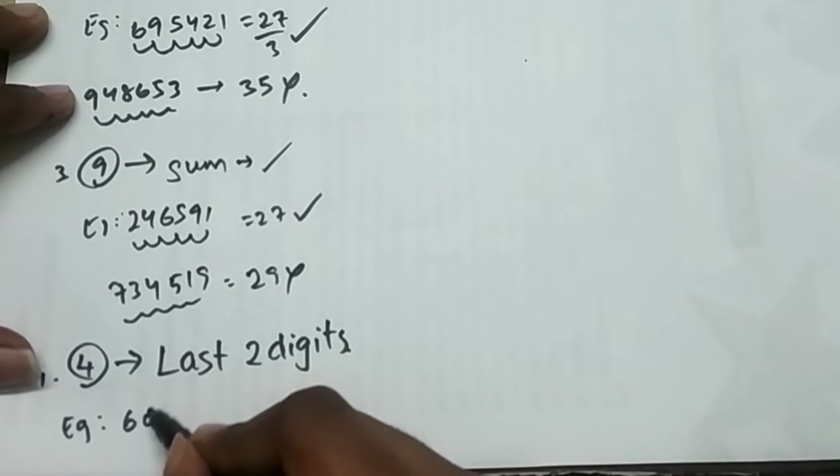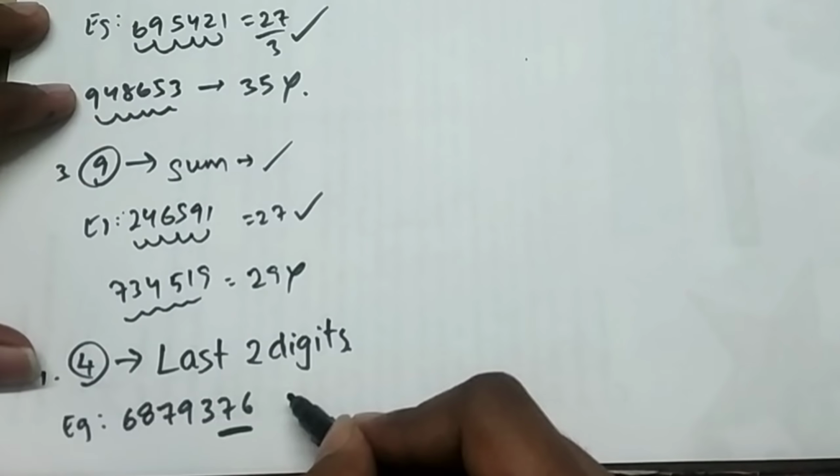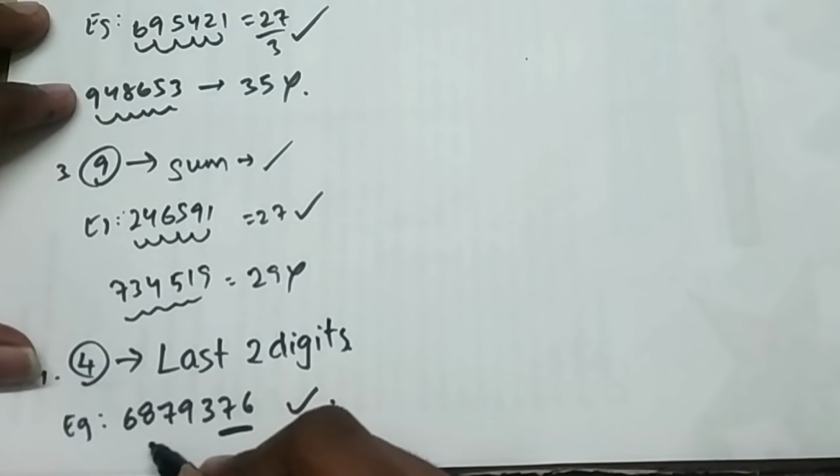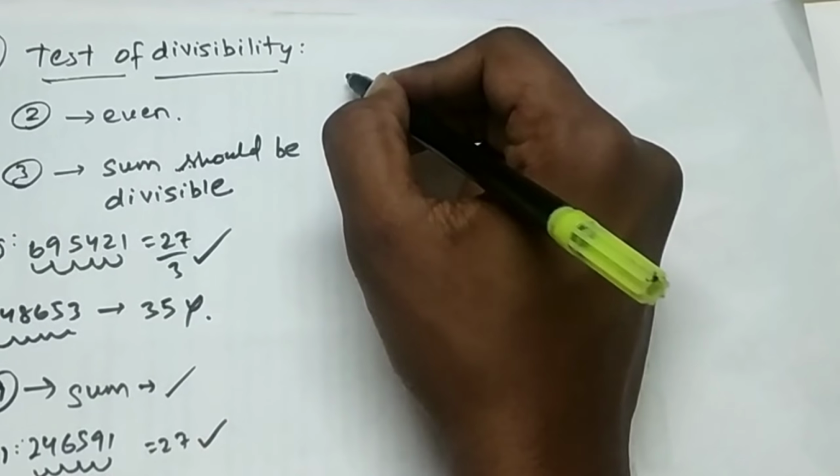we should look at the last 2 digits. The last 2 digit number is 7, 6. So 76 is divisible by 4. An example like 6, 1, 3, 8: the last 2 digit number, 38, is not divisible by 4, so the number is not divisible by 4.